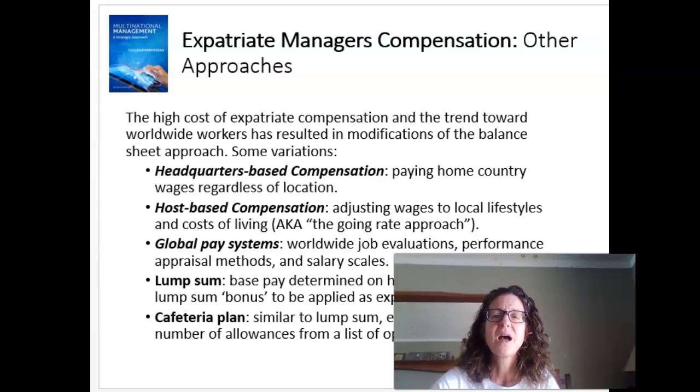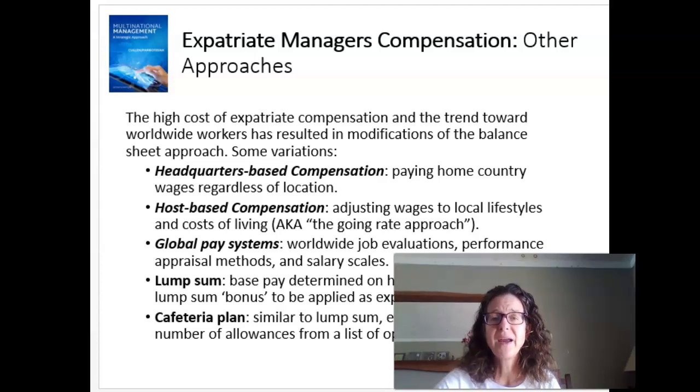Because these approaches to compensation can be quite complex and quite difficult to manage, more and more organizations are moving towards a lump sum or a cafeteria plan. This means that people are paid on a worldwide basis based on their job descriptions and their personal characteristics, much like they would be domestically. And then in order to take on an international assignment, they are given a lump sum as a way to incentivize them to take on the assignment, but they are not given any additional allowances.